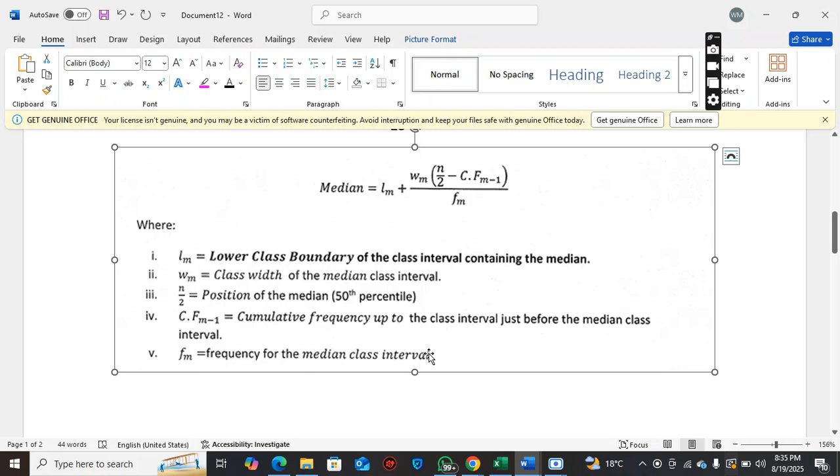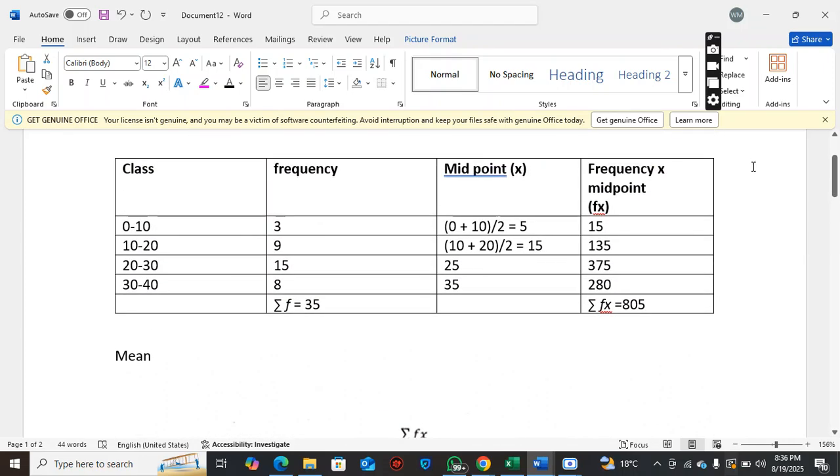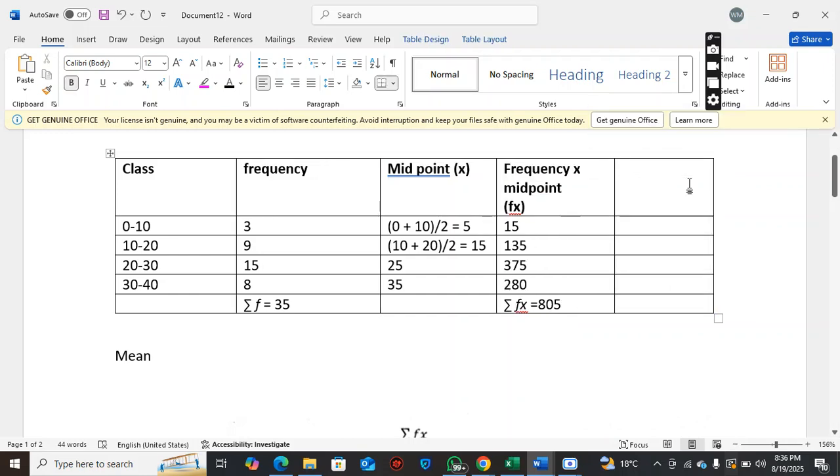I'll explain what all of these mean, colleagues, so do not worry. The first thing we need to do on this table is, when getting the median, make the cumulative frequency column.